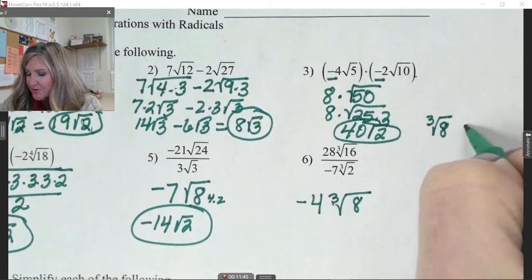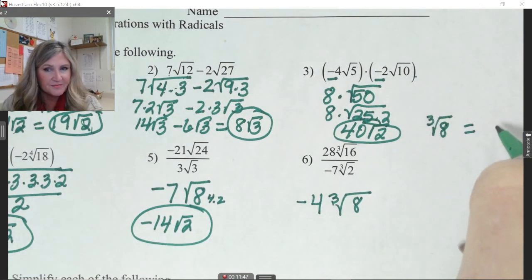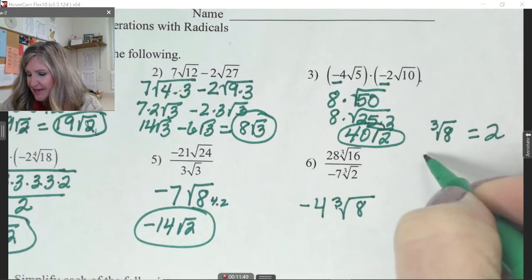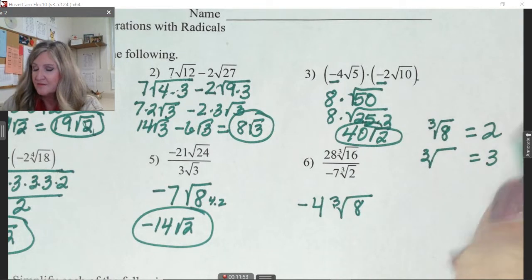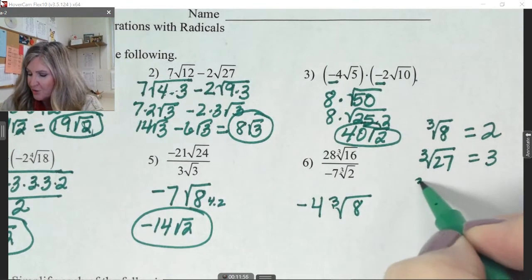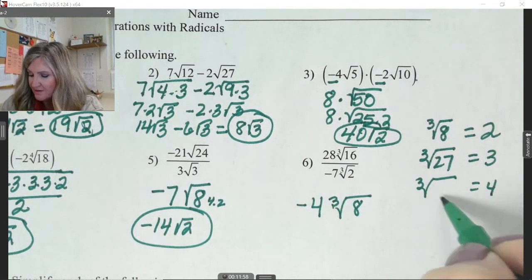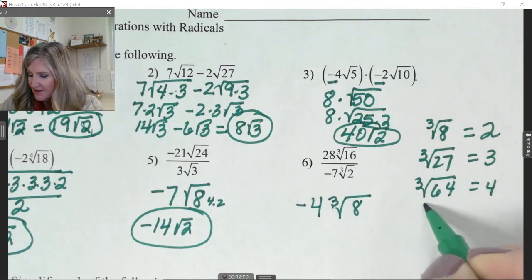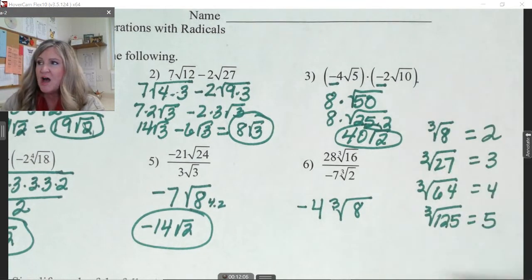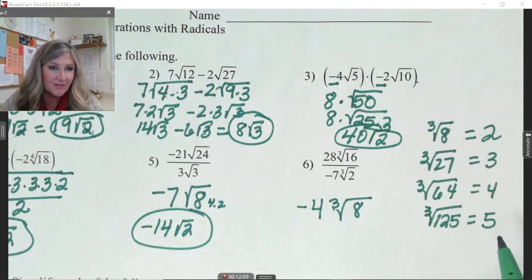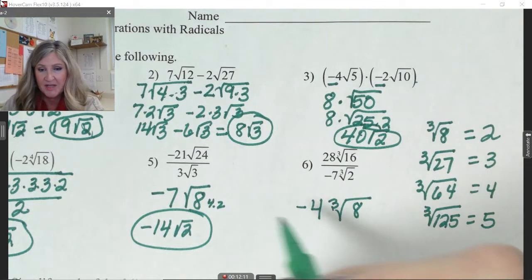Do you know the cube root of 8? 2. 2 times 2 times 2 is 8. Cube root of what to get 3? 27. Cube root of what to get 4? You got it. Another one that comes up quite a bit, cube root of 125, 5. Those are the most common cube roots. You might come across a few more, but those are the ones that are the most common.